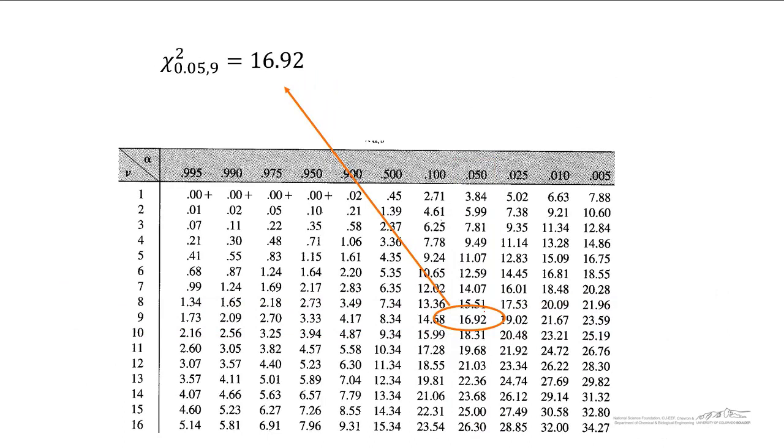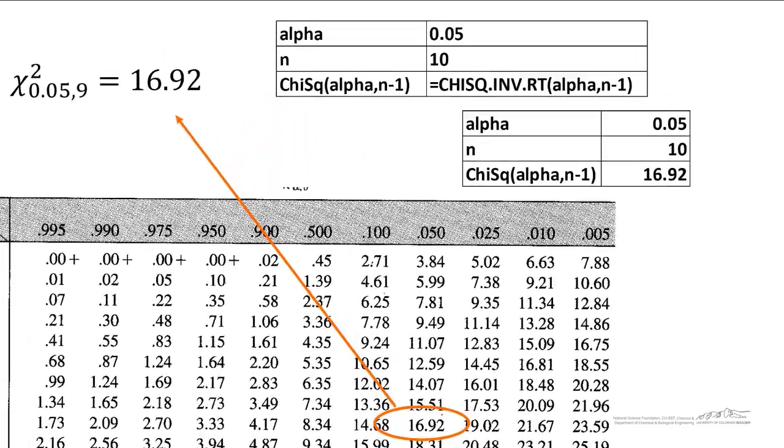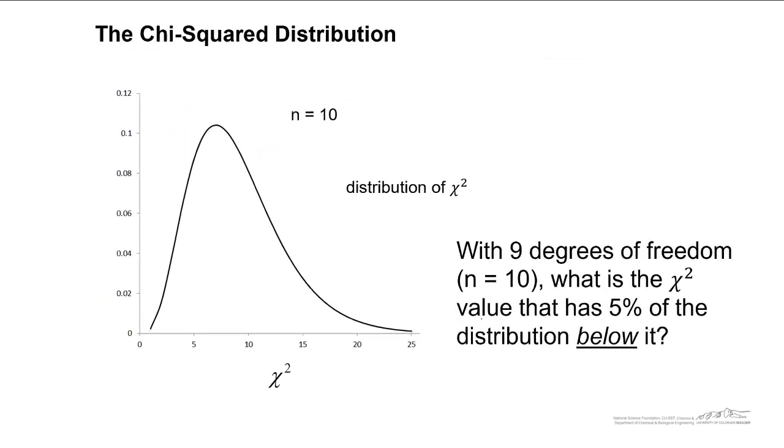Oftentimes, we can write this with a second argument in the subscript, and that is the degrees of freedom. So chi-squared 0.05, comma 9. We can also do this in Excel using the chi-squared.inv.rt for right tail. We put in our alpha and our n-1, that's our degrees of freedom, and Excel gives us a value of 16.92.